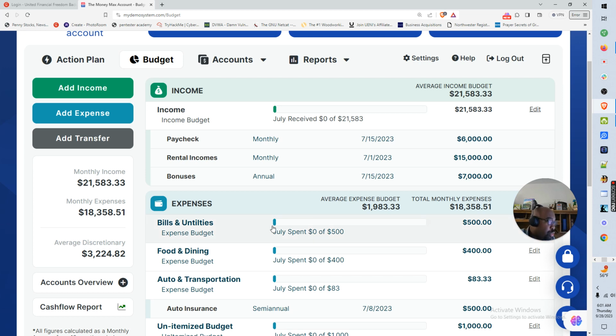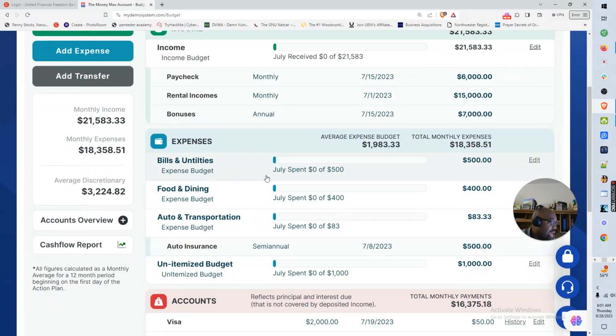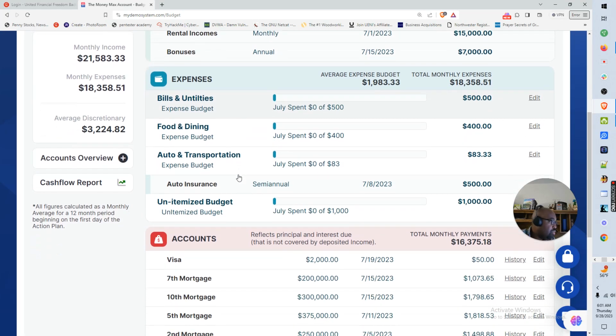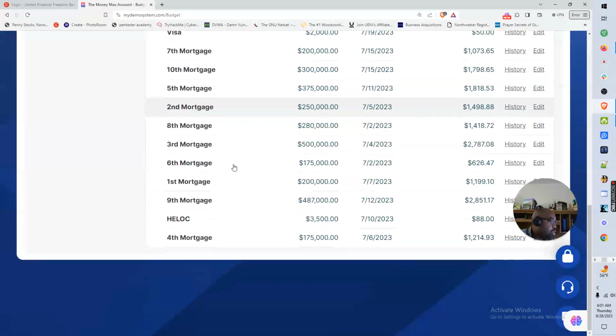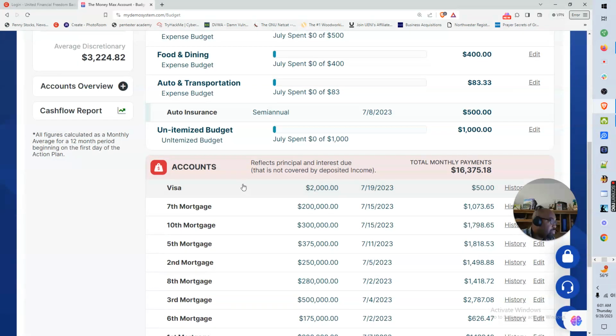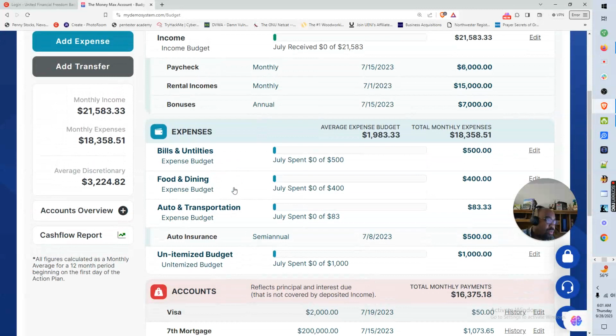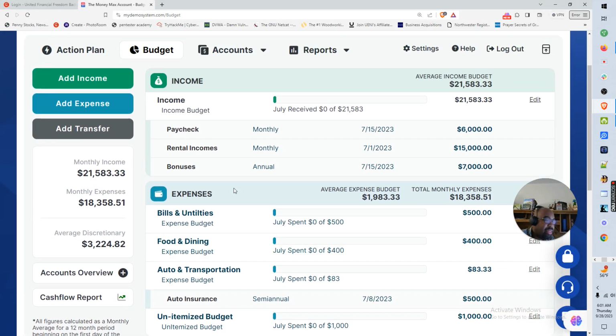And so let's just go through what they have, right? We do have bills and utilities, of course, the food and dining, auto and transportation, right? Of course, we have all of those mortgages there as well. But not only that, we're knowing how to pay them. We know how to pay each and every one. How? Through a system that helps us.